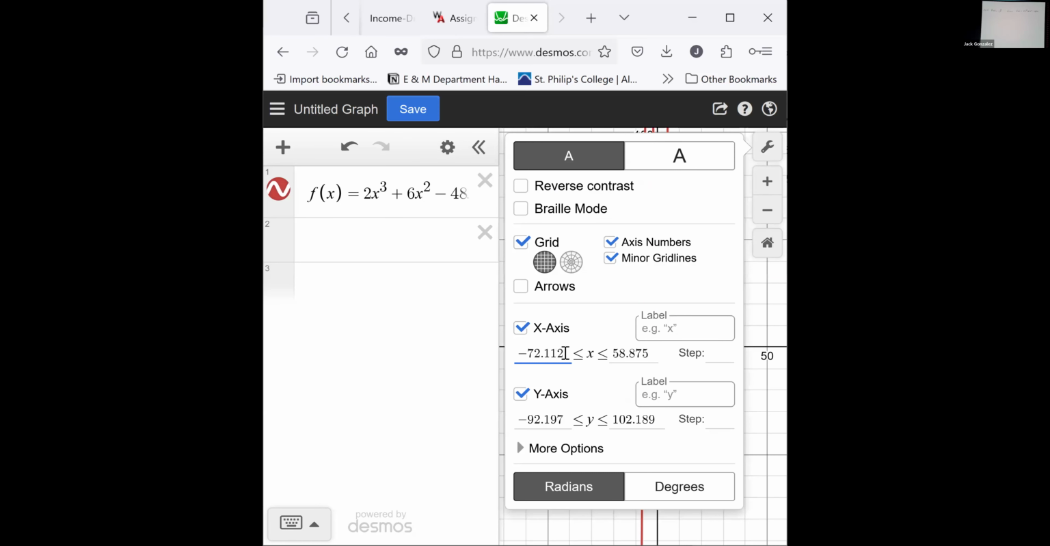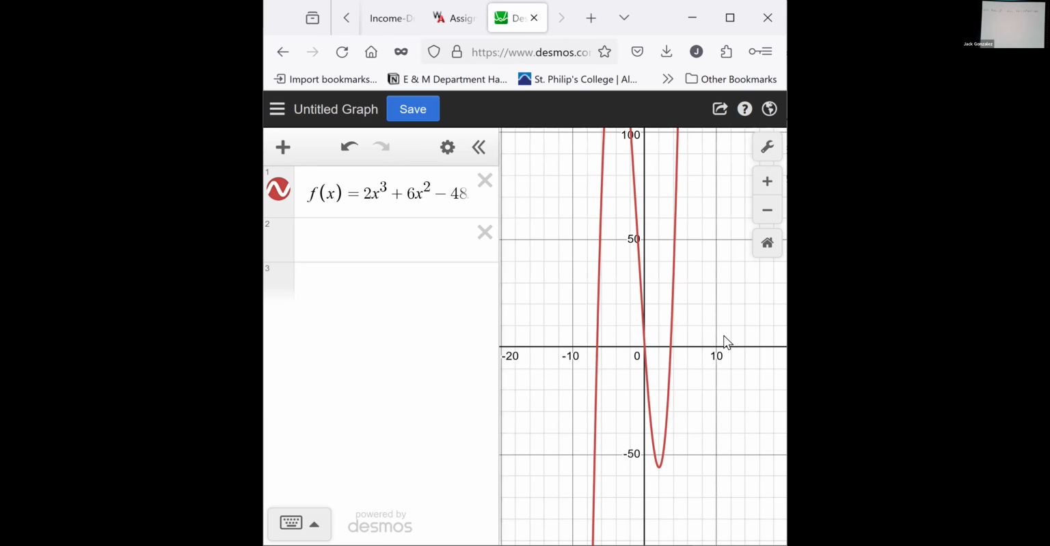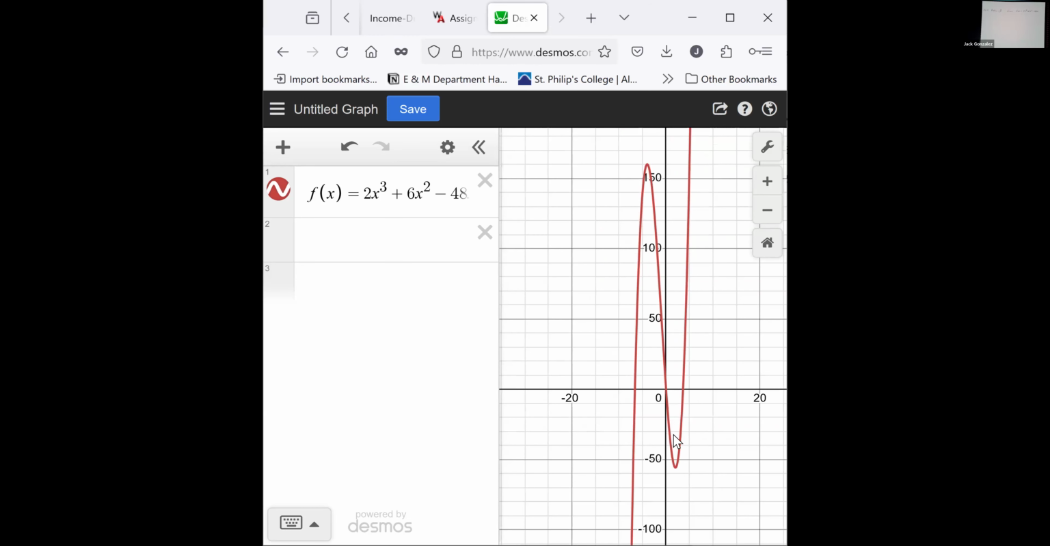Let me make this look a little prettier. There we go. So this is the function we're going to work on. Again, we're not using a grapher or solvers or anything. The whole point is to use derivatives to figure out this maximum and minimum point.